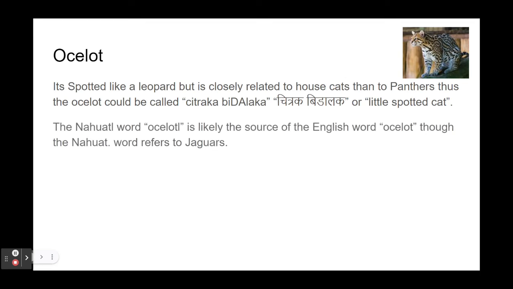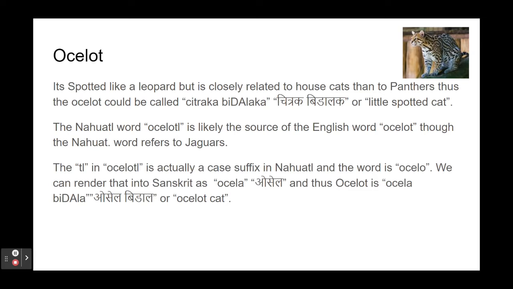Alternatively, we could use the Nahuatl word ocelotl, which is the likely source of the English word ocelot, though the Nahuatl word actually kind of refers to jaguars. The tol in ocelotl is actually a case suffix in Nahuatl, and the actual word is ocelo. We can render that into Sanskrit as ocela, and thus ocelot is ocela bidhala, or ocelot cat.